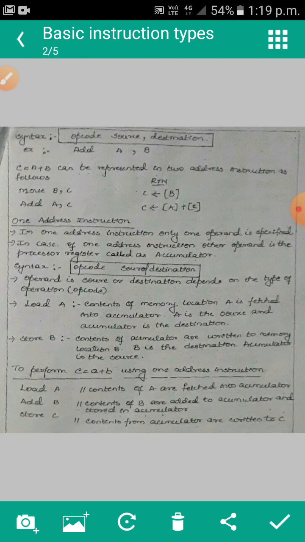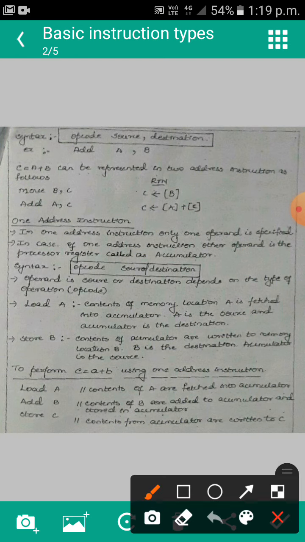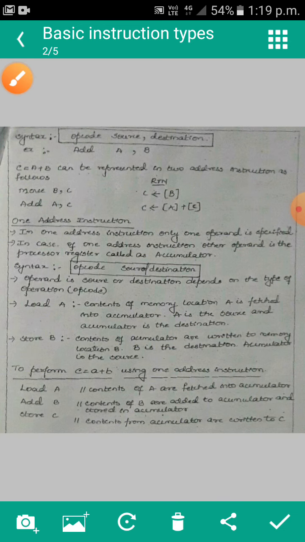It is not used in our instruction, but by default it exists. That accumulator exists as the other operand. By default it exists, but we won't mention that in our instruction. So the syntax for this 1 address instruction is opcode, source or destination. Whether the operand is a source or destination depends on the type of the operation.